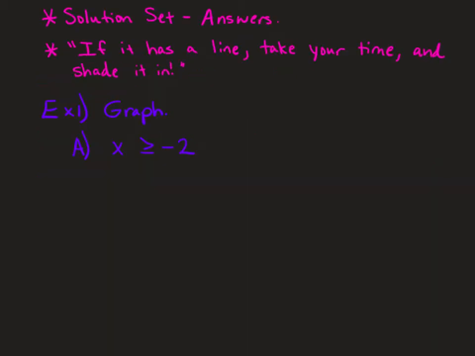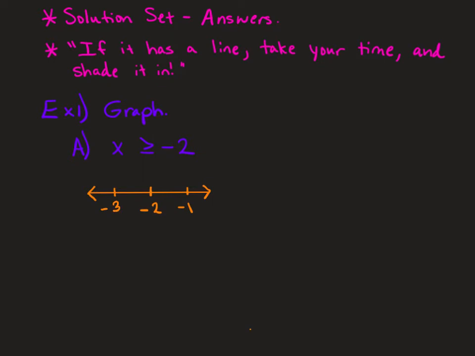Example 1, we're just going to graph a solution set. Part A, x is greater than or equal to -2. So we draw a little number line. It doesn't have to be very detailed. We really just need to see the number that we are graphing and a number on either side of it. To the right of -2 would be -1 because it's getting closer to 0. And to the left of -2 would be -3.